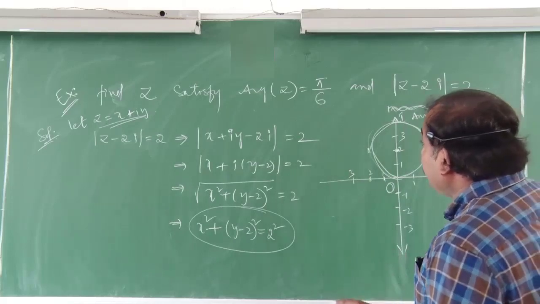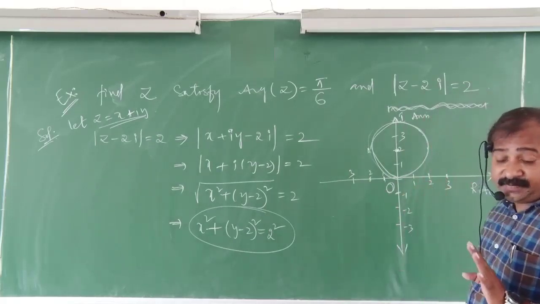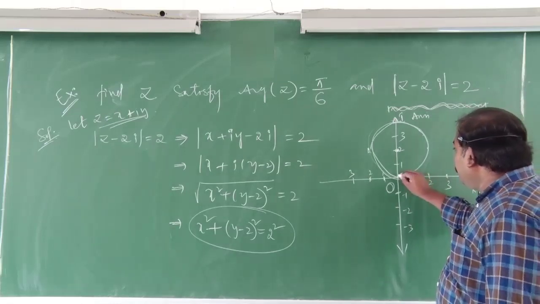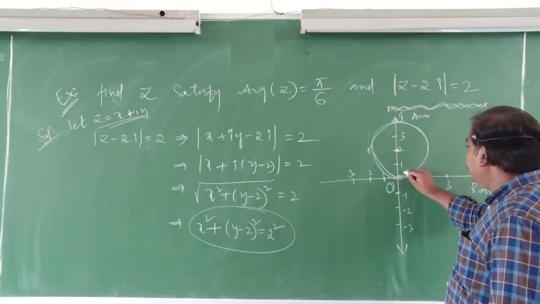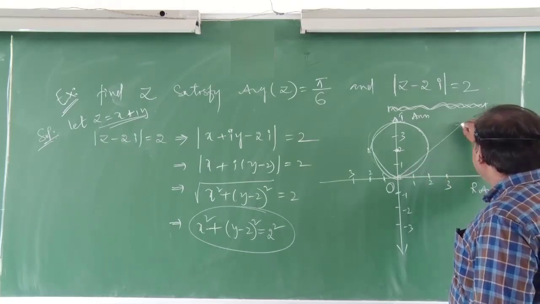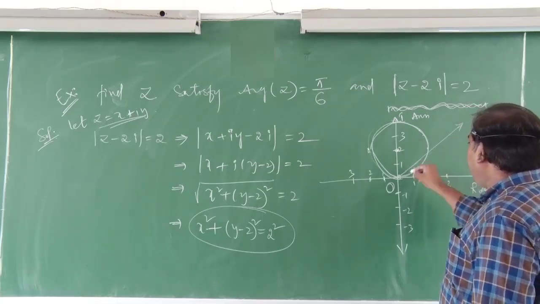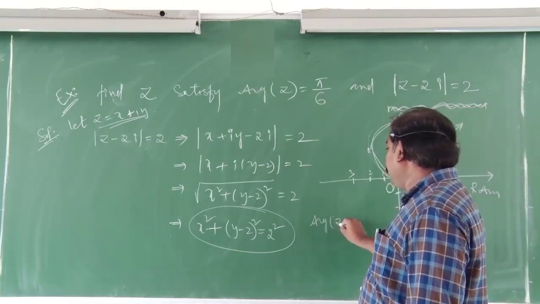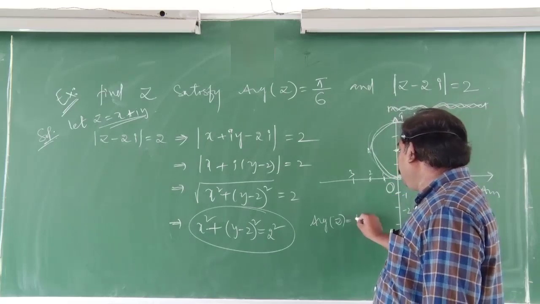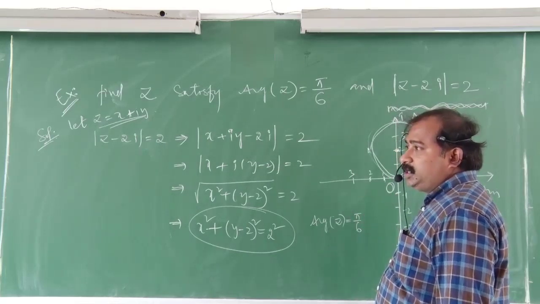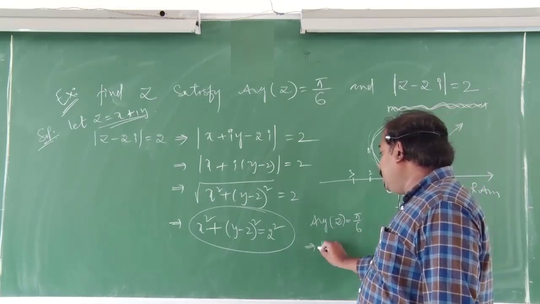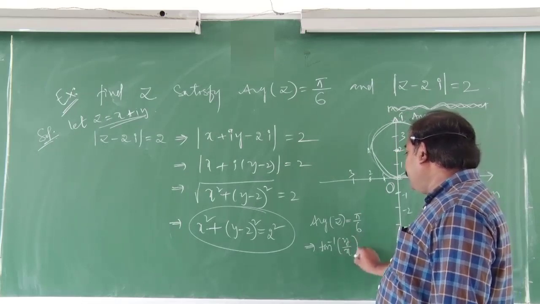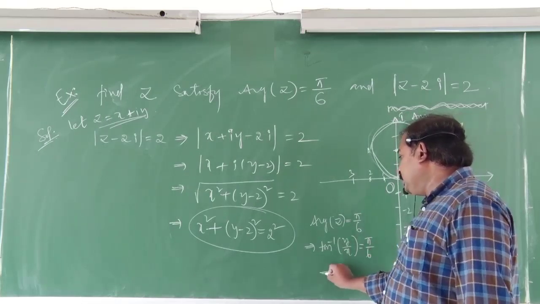Next, what they gave: argument of z equal to pi by 6. Argument of z equal to pi by 6 means it makes an angle of pi by 6, 30 degrees, and it will go on like this. Let this be the pi by 6 angle, 30 degrees. This is the argument of z. If you take z is equal to x plus iy, tan inverse of y by x is equal to pi by 6.